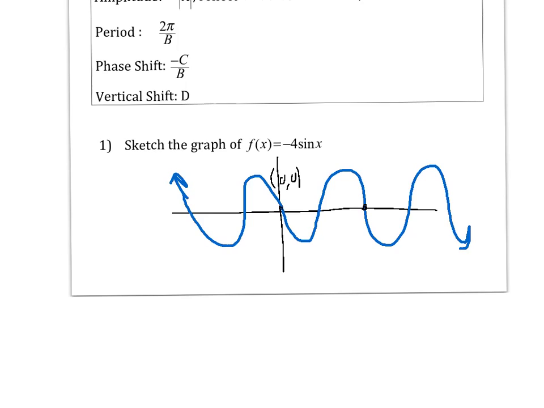Well, let's do the period first. The period's 2 pi, so this is 2 pi, 0, right? Instead of going up, it's going to go down. So what would be those points? It would be pi over 2, negative 4, right? This would be pi comma 0. And this would be 3 pi over 2 comma 4. That's how it works.